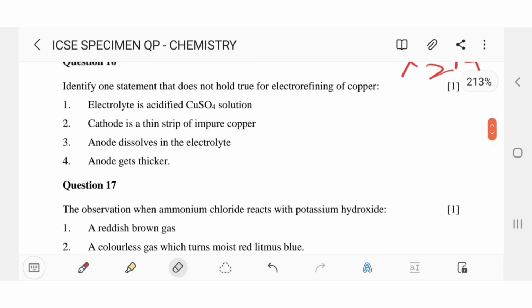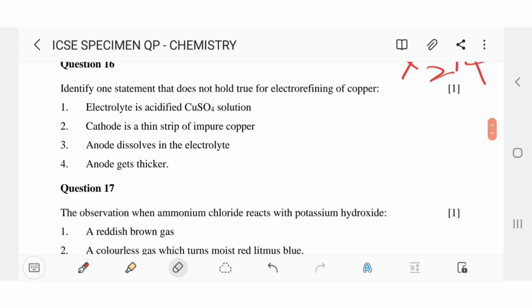Question number 16. Identify one statement that does not hold true for electro refining of copper. First one, electrolyte is acidified CuSO4 solution. Yes, it is. Cathode is a thin strip of impure copper. No, it is pure strip, pure copper. So this is the correct option.